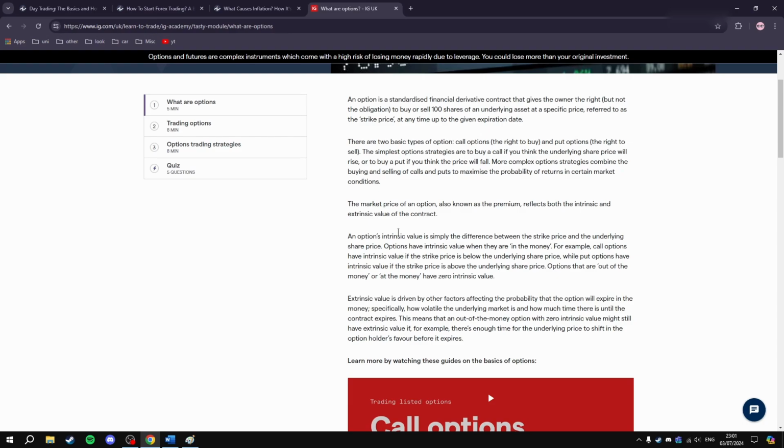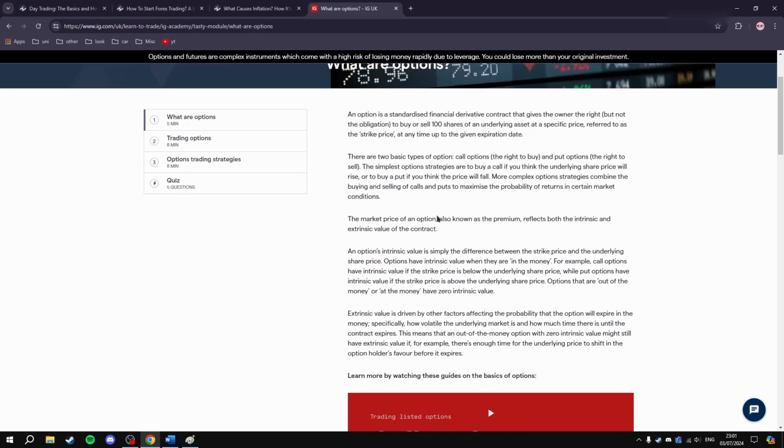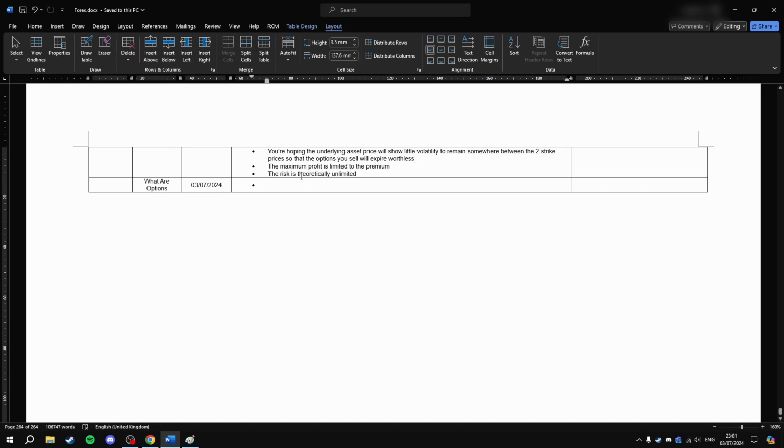Extrinsic value is driven by other factors affecting the probability that the option will expire in the money, specifically how volatile the underlying market is and how much time there is until the contract expires. This means that out of the money options with zero intrinsic value might still have extrinsic value. For example, there's enough time for the underlying price to shift in the option holder's favour before it expires. Learn more by watching these guides on the basics of options, which I'm going to do in the next video.